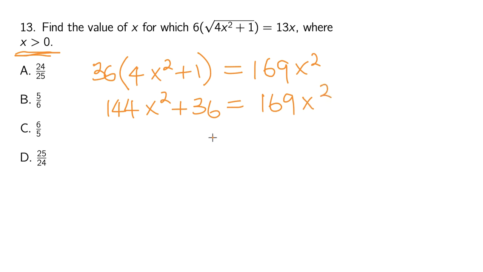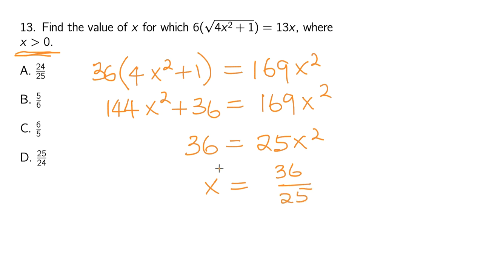And then we can group like terms. We have 36 equals 169 minus 144. That's 25. 25x squared. So what do we get? We get x squared equals 36 over 25. So we find x by taking the square root. Normally when you take the square root, you have to consider both the positive and the negative square root. But here, we've been told that x is only positive, so we don't consider the negative square root. And so x equals that.